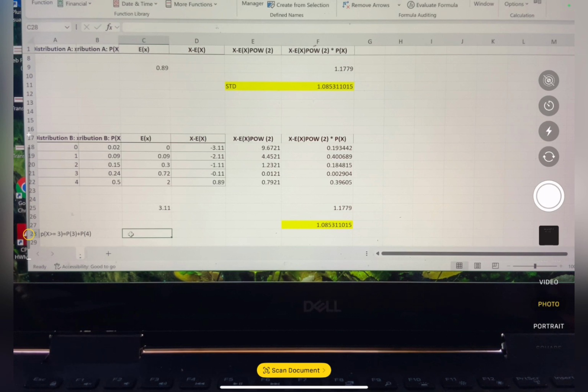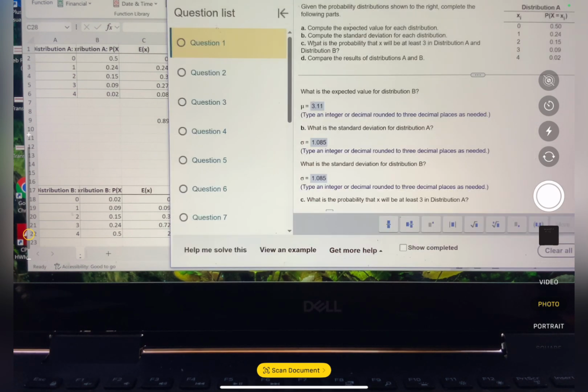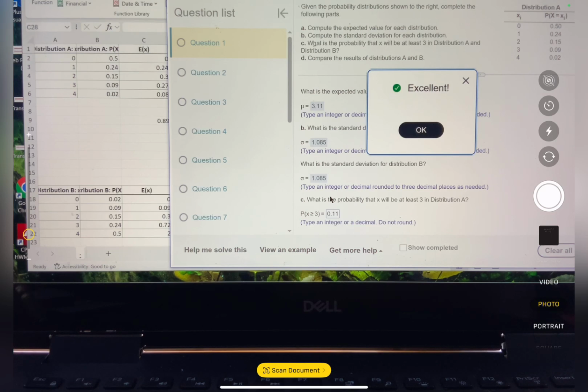That's it. So probability for A, here we have 0.09 and 0.02, will be 0.11. And we need to put in how many decimals? Type in integer or decimal, do not round. Okay, 1.11, no, 0.11. Excellent.